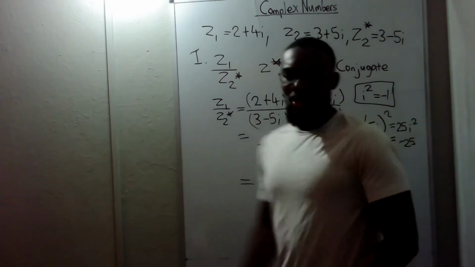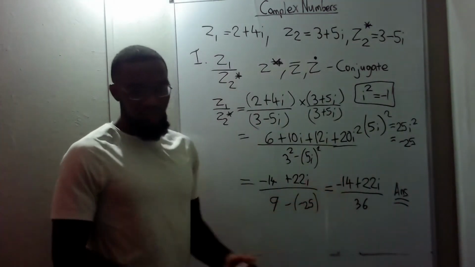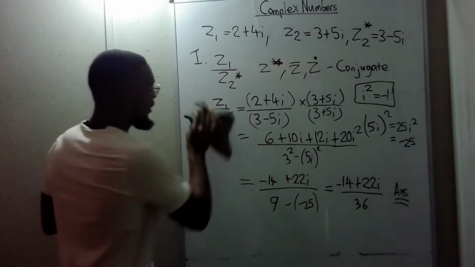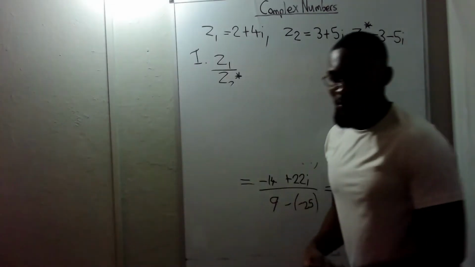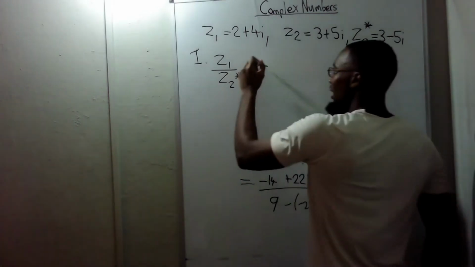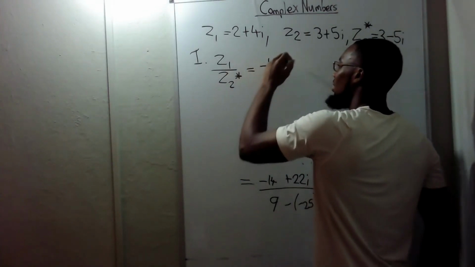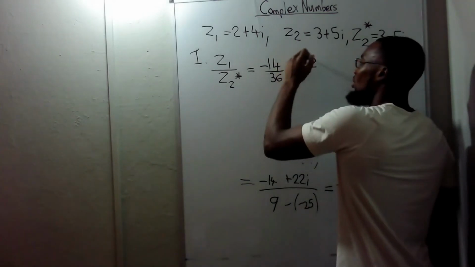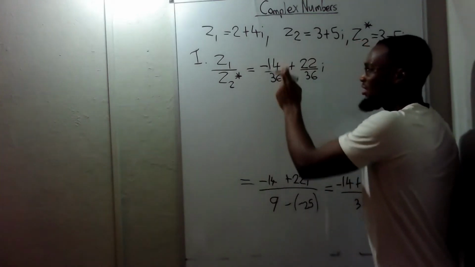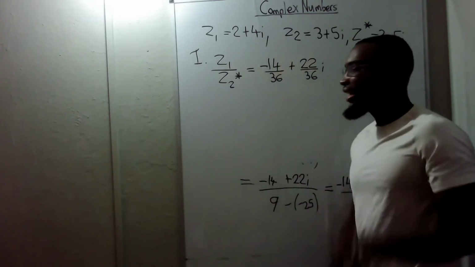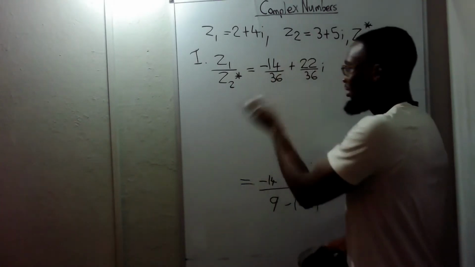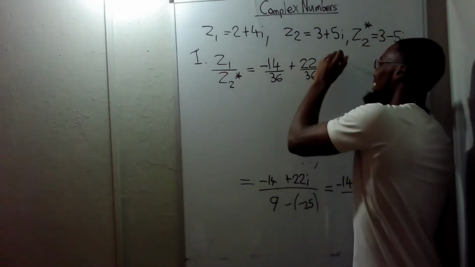That's your answer. Now you could go ahead and simplify it. You like to write it as one final thing: Z1 over Z2 star is negative 14 over 36 plus 22 over 36i. And you can simplify because you can divide numerator and denominator by 2. You could, but we can't be bothered to do that. That would be the answer.